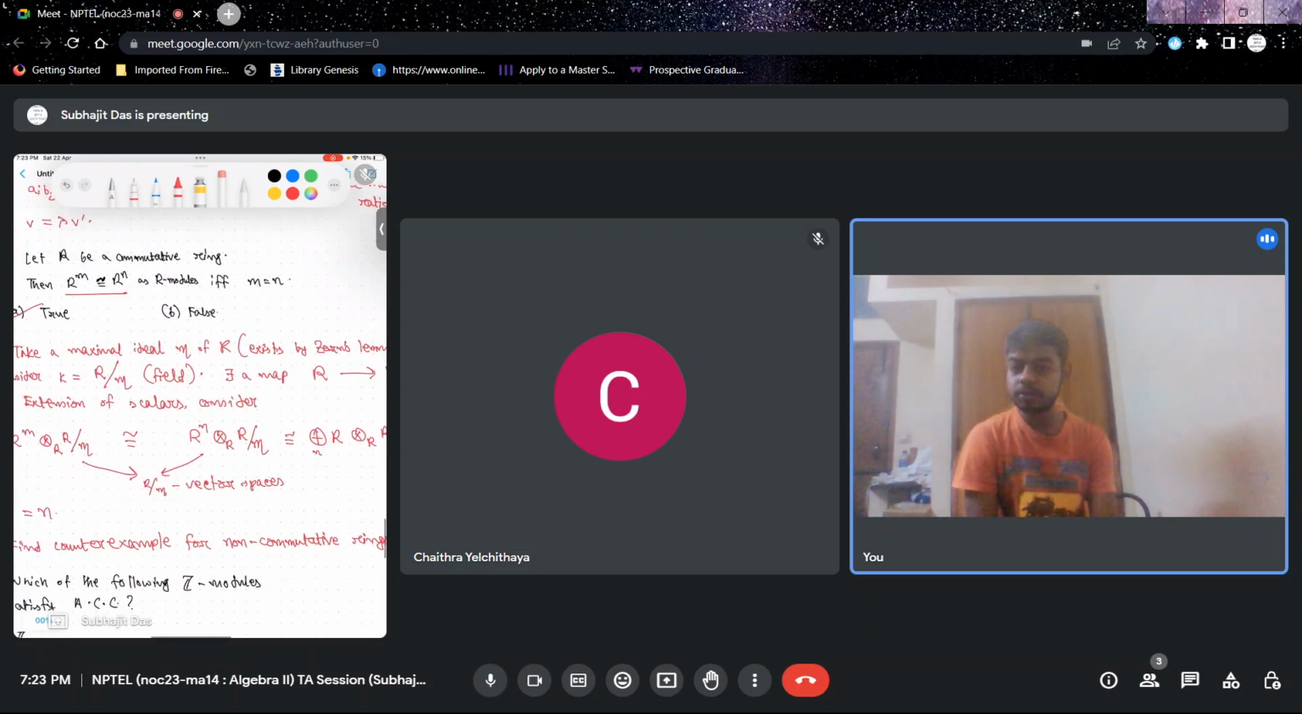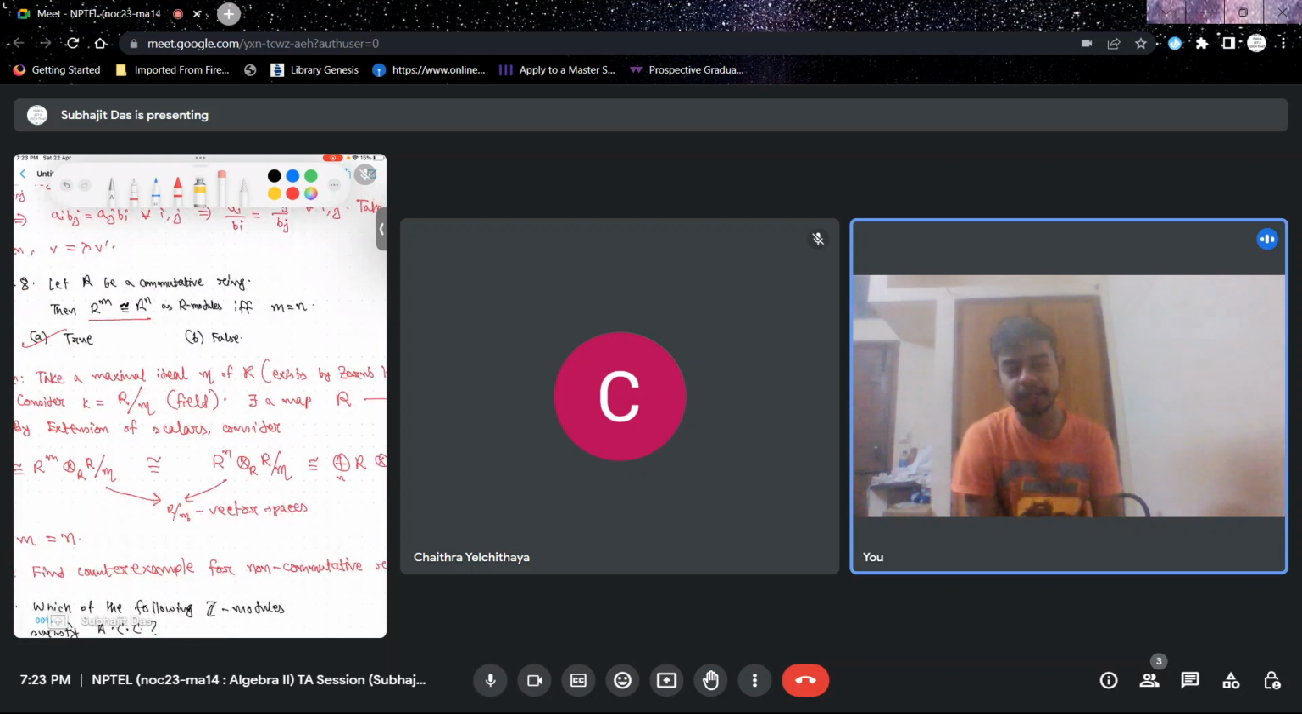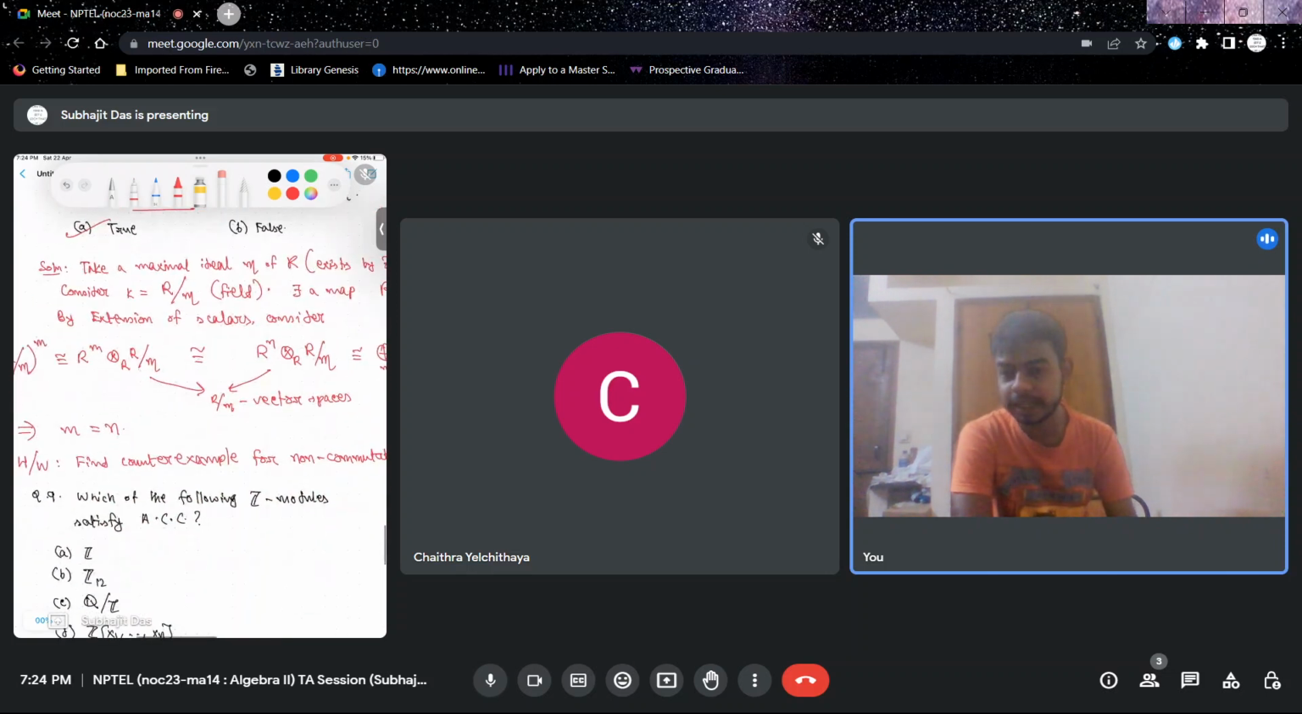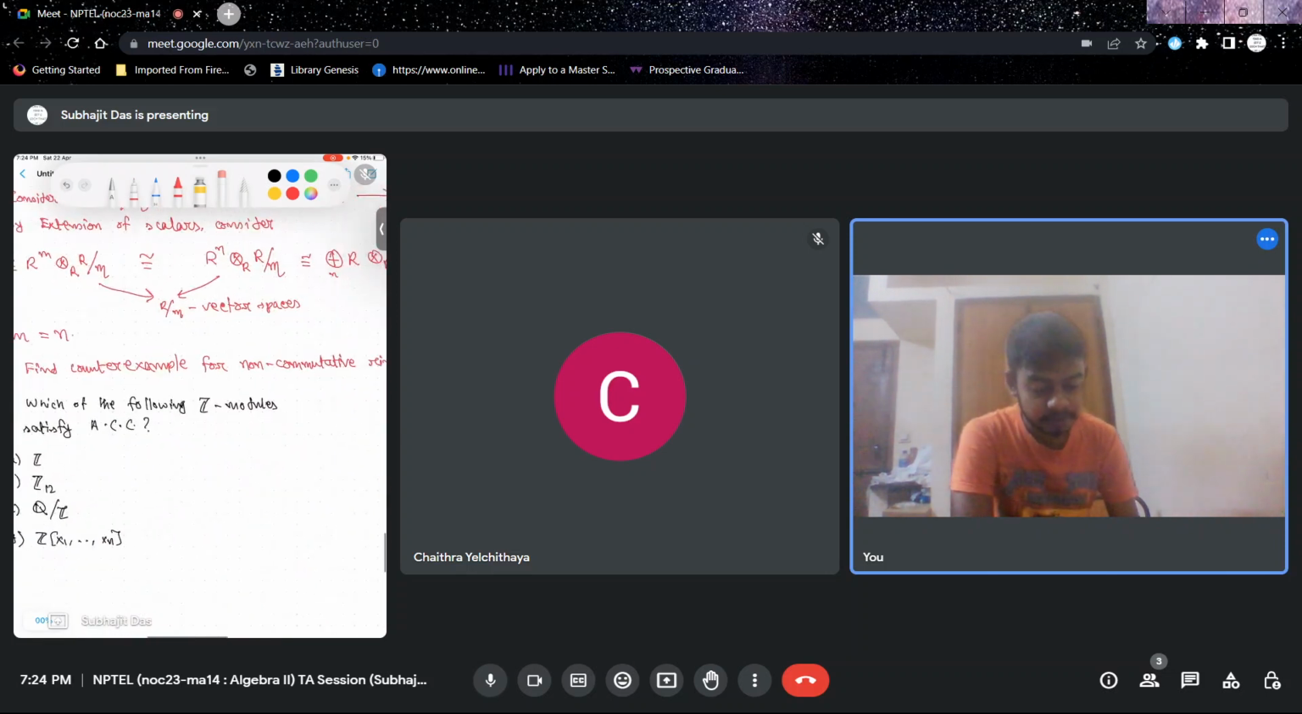This, by the way, is also known as the invariant basis number property. A ring is said to have this IBN property if any two bases of a free module over that ring have the same cardinality. And as we just saw, commutative rings do have IBN, but in general it's not true. So do find a counterexample for non-commutative rings.